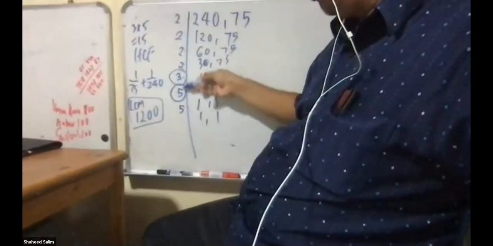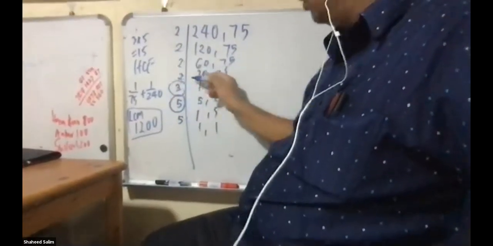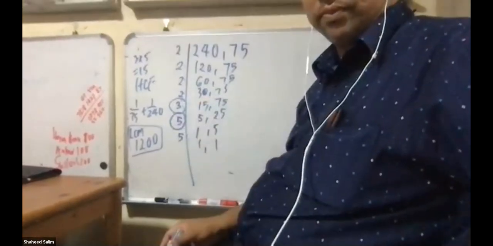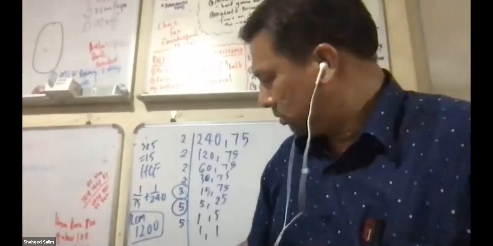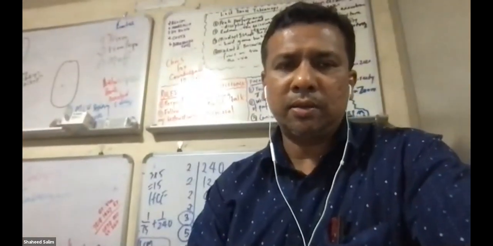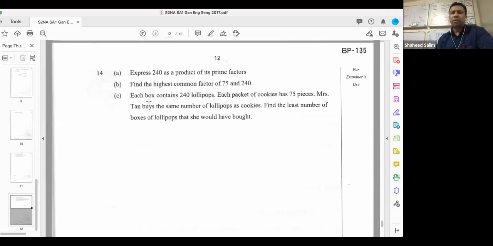LCM, how do I get it? I times all of them together. HCF only times the circled ones. I hope you all understand what I've done. So for number B, the answer is 15. Why 15? That's the circled numbers we multiply. What if only one number is circled? Then that's the answer. More than one, you have to times them. So this is 15.